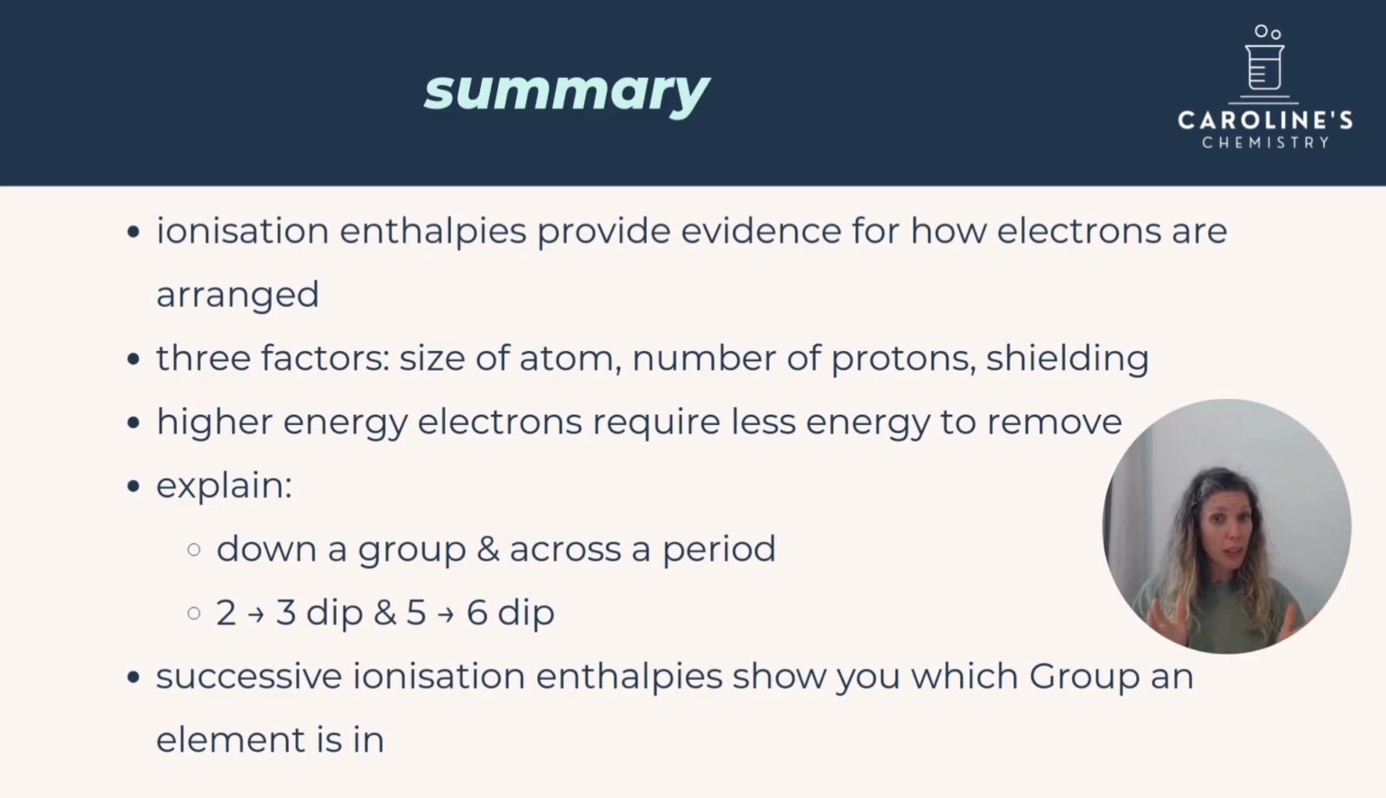And if you have more shielding, more repulsion between those inner shells of electrons, then that therefore decreases the ionization enthalpy. We've also looked at how higher energy electrons require less energy to remove. And we looked at that when we were explaining, for example, the 2 to 3 dip across a period. It bucks the trend. Using those 3 factors, we can also explain the trends in ionization enthalpy down a group and across a period, and the group 5 to 6 dip. And then finally, we looked at how successive ionization enthalpies can show us which group an element is in.